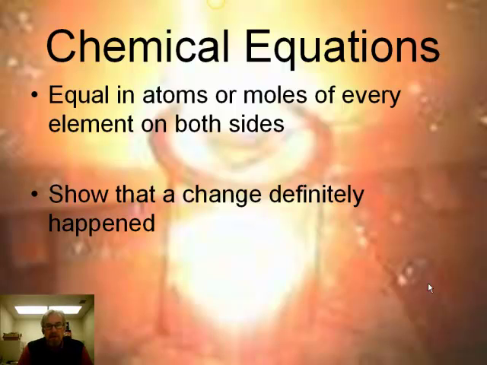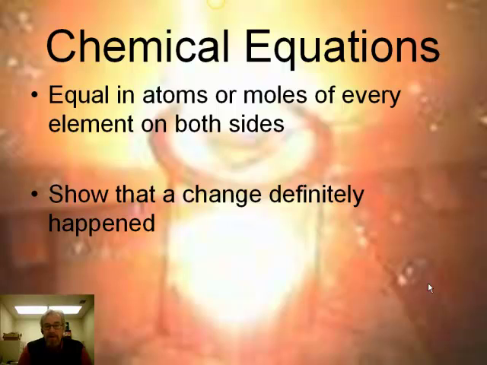Balanced chemical equations are like math equations in one way, but they're unlike math equations in another way. Here's how they're like math equations. They're equal in number of atoms or moles of every element on both sides. So whether you're counting by the atom or counting by the mole, you're going to have the same number of atoms of each element on both sides of the equation.